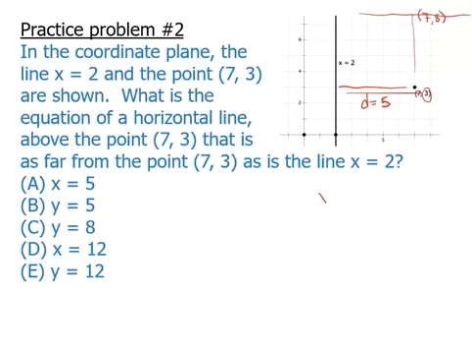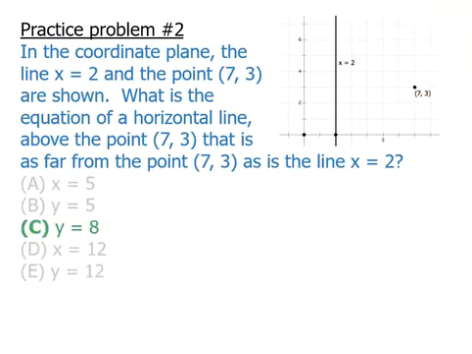A horizontal line is always of the form y equals k. The k has to be 8. And so it has to be y equals 8. Answer choice C.